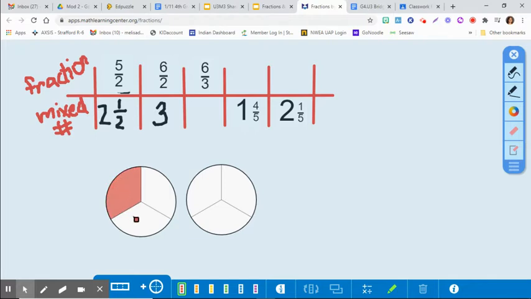1/3, 2/3, 3/3, 4/3, 5/3, 6/3. How many holes did I cover? 1, 2. So I don't have an actual mixed number, I just have the number 2. Kind of like we just had the number 3.